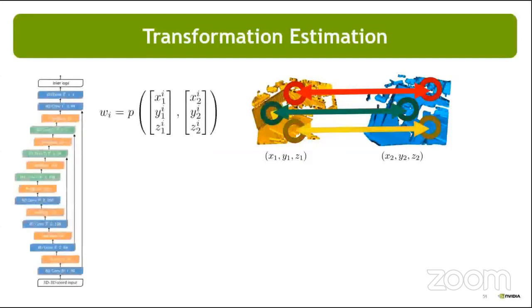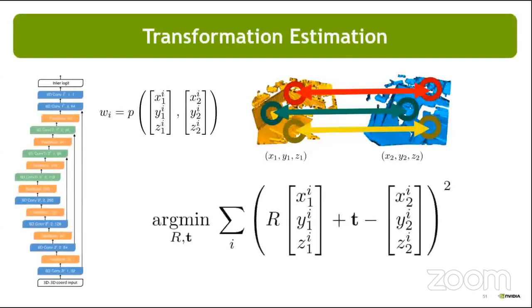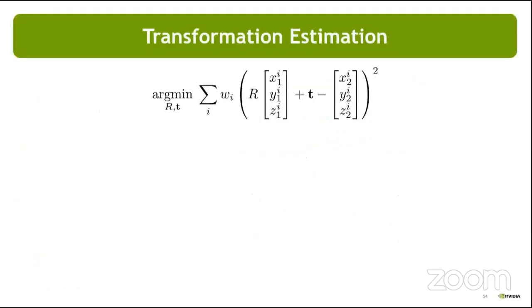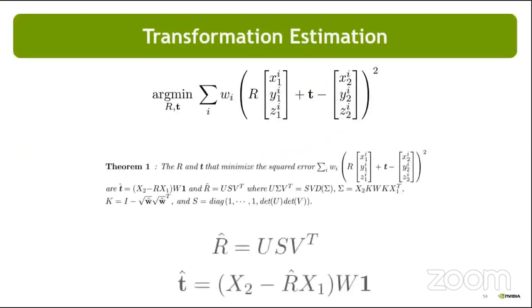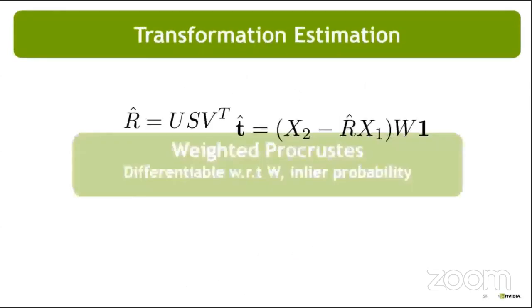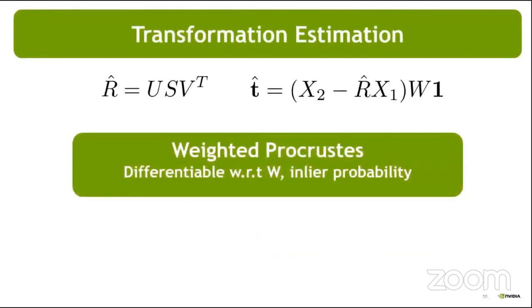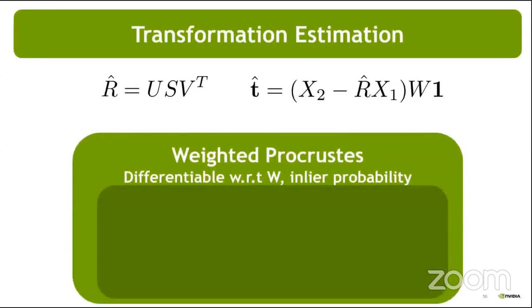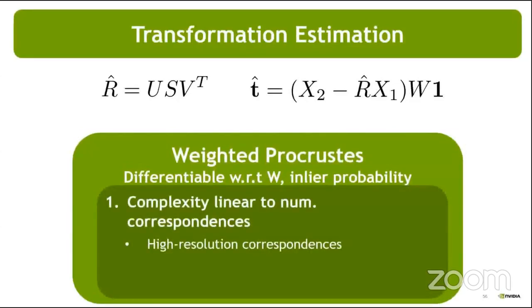However, it weighs all correspondences equally, which is not valid in our case. Instead, we can use weighted sum of squares, and we show that it has a closed form solution, and we can pass gradients through the weights. We named this weighted Procrustes, and it has a couple of advantages. First, as we pass gradients through the weights, the complexity is linear to the number of correspondences, which allows us to process many correspondences efficiently.